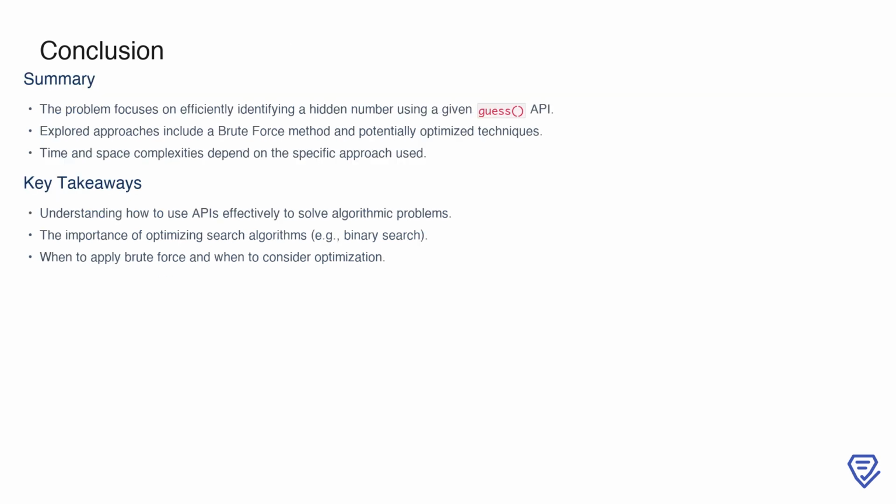Great job making it through. To wrap up, we reviewed the key algorithms and takeaways from solving problem number 374, guess number higher or lower. We highlighted the importance of understanding APIs, optimizing search techniques, and choosing the right approach for efficiency.